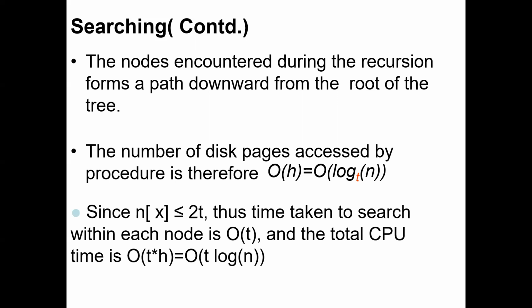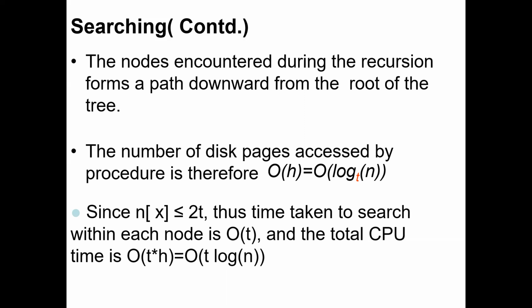Since we know that the number of keys that a node can have is less than 2t, the time taken to search within each node is order of t, as the maximum number of keys in a node is 2t minus 1. So it would be order of t, as we omit the constant values. And the total CPU time is order t cross h. Why t cross h? h is the height of the B tree, which we may encounter in the worst case.